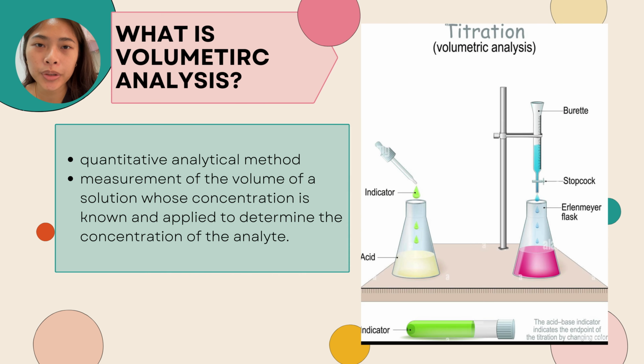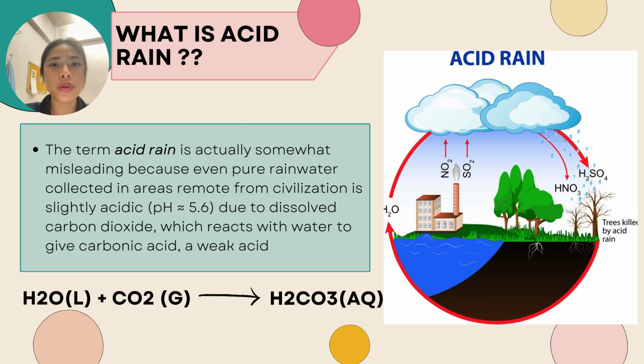So before we get deeply into the topic, we need to know what is volumetric analysis. It is a quantitative analytical method to measure the volume of a solution whose concentration is known and applied to determine the concentration of the analyte. Before we move further, we need to know what is acid rain, since we chose acid rain as our application. Acid rain is pure rainwater collected in areas away from civilization, which is slightly acidic at a pH of around 5.6 due to dissolved carbon dioxide reacting with water to form carbonic acid, which is a weak acid.